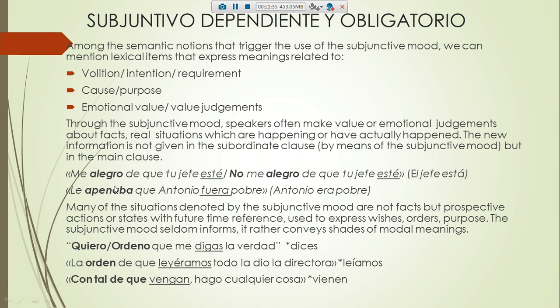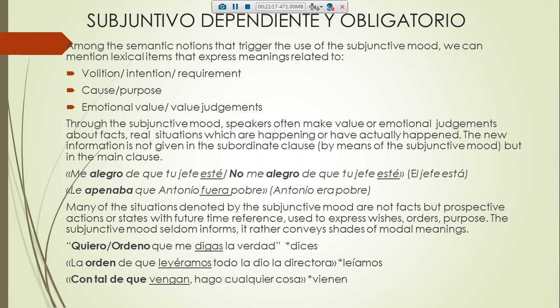For example, me alegro, alegro is an indicative mood, so this is a fact. Me alegro de que tu jefe esté. You could also negate and say, no me alegro de que tu jefe esté. In both cases, in both the affirmative and the negative form, el jefe está. So, this is a fact. That's why here it says, through the subjunctive mood, speakers often make value or emotional judgments about facts or real situations. So it's a fact and a real situation that the boss is there and you are happy about that. Me alegro de que tu jefe esté aquí, o no me alegro de que tu jefe esté aquí.